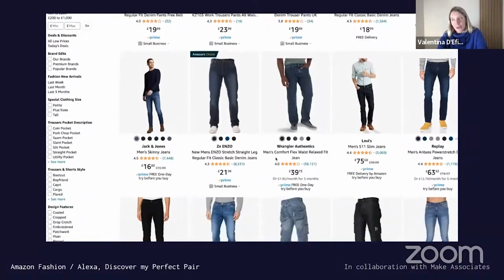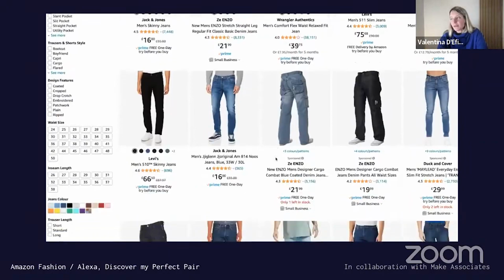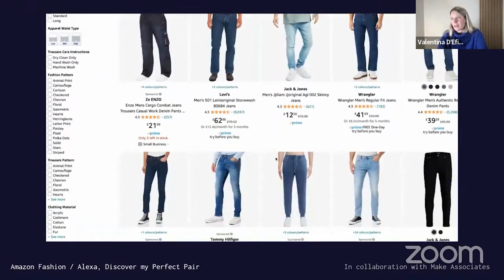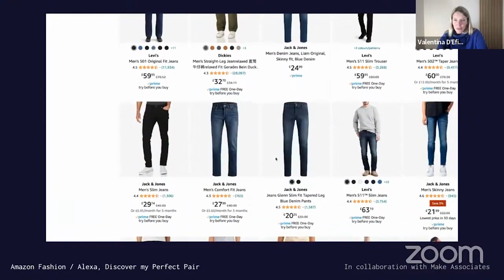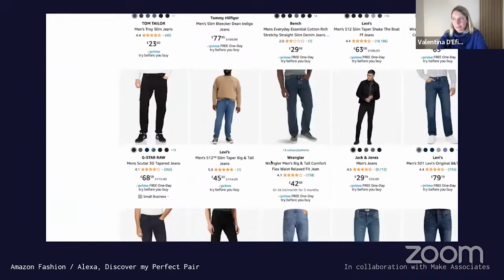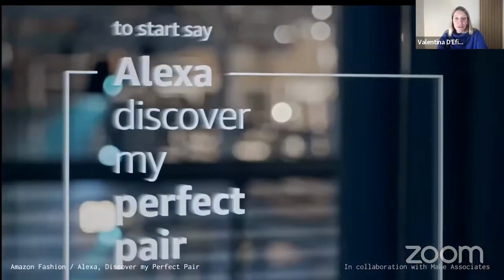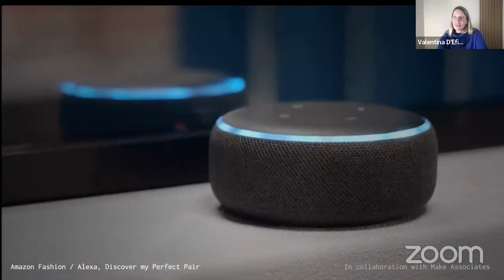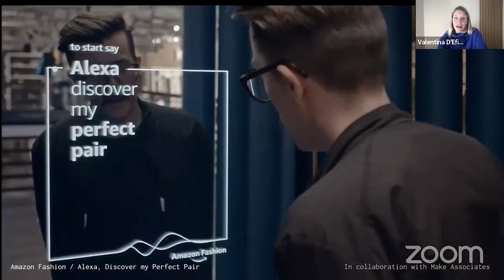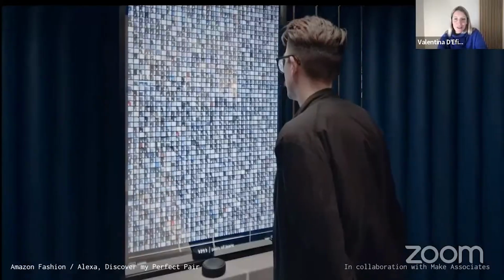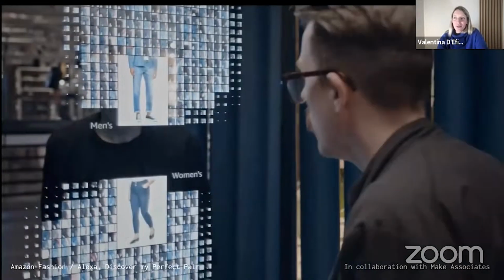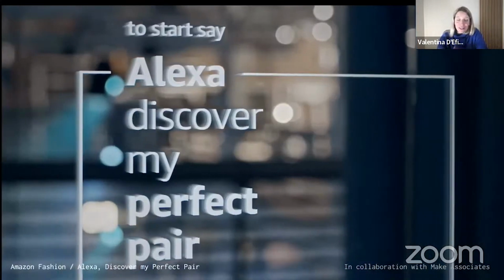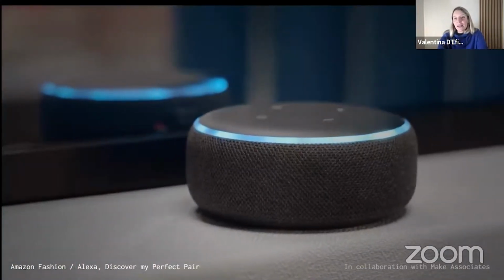This is an example, a commercial example, a collaboration with Amazon Fashion in partnership with Make Associates. We were tasked to provide an alternative experience to browse their denim catalog for the fashion show in Berlin. So we created a 2-minute styling experience where the visitors of the show could actually find a perfect pair of jeans by conversating with Alexa. And by just answering 8 simple questions over 2 minutes, you are given the perfect pair or whatever would fit you, your taste.